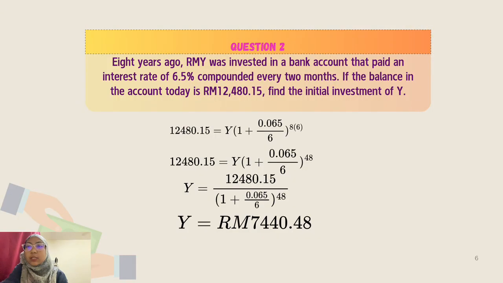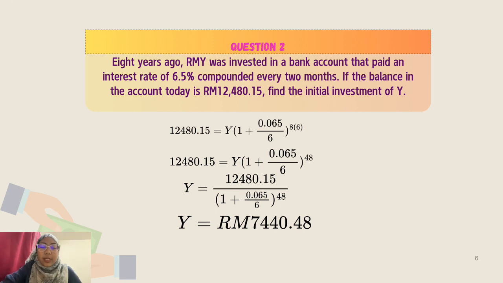I equals RM 4,711. Question 2. 8 years ago, RMY was invested in a bank account that paid an interest rate of 6.5% compounded every 2 months. If the balance in the account today is 11,418 ringgit and 15 cents, find the initial investment Y.